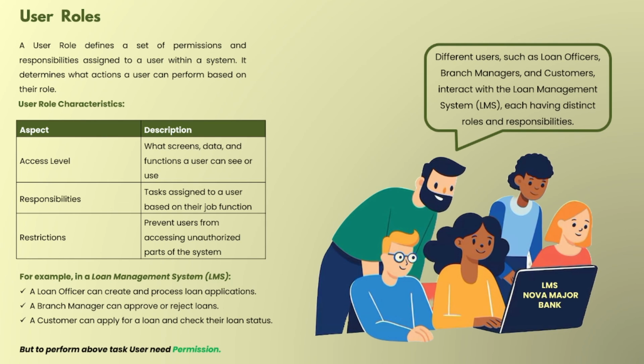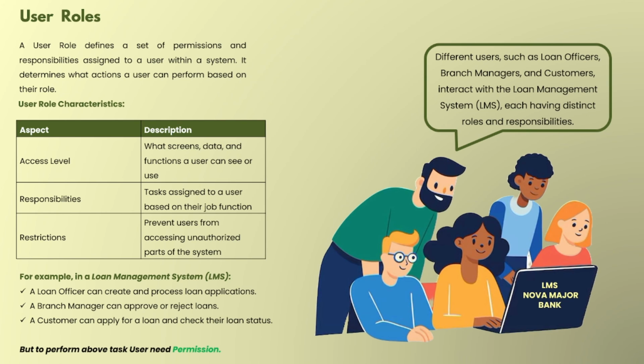Let's see an example, the best way to understand. A loan officer can create and process loan applications. Very good. A branch manager can approve or reject loans. This is very important: the loan officer can create and process loans, but does not have the power to approve or reject them. As a loan officer, he can only create the loan application, but can't approve or reject loans. That power, that role, belongs to the branch manager.